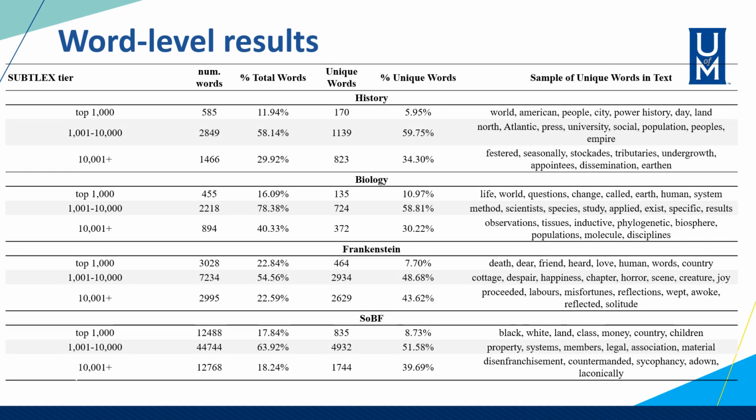Here we took a frequency band approach to describing the difficulty of the words in our text. So for example, we're looking at the top 1,000 most used words in English according to the subflex corpus and seeing how many of each book's words fit in that frequency band. This should give us a sense of the lexical demands being placed on readers of each text.